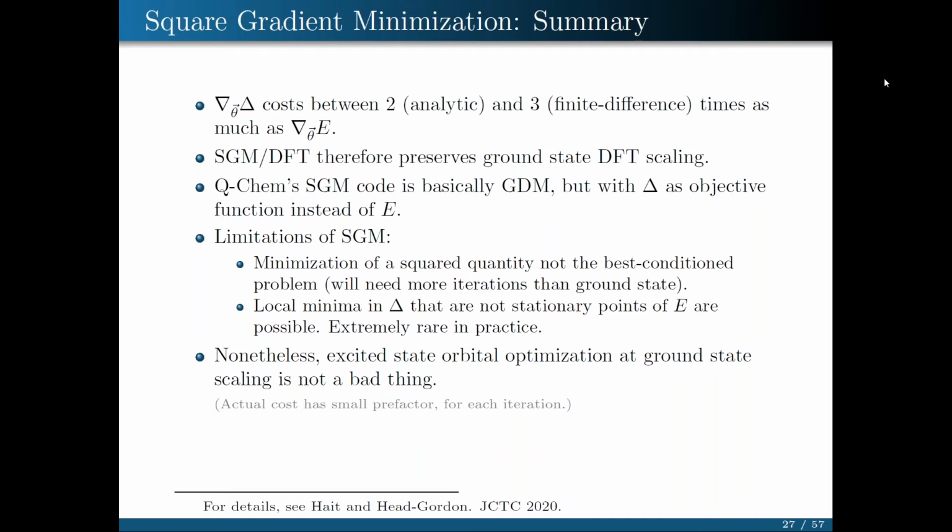The other problem is that you could in principle land on some kind of a local minimum of delta with a non-zero value that is not a stationary point of energy. However, this is extremely rare in practice. I think I've seen it like twice, and both of the times I'm still not sure if they were a real instance or a bug in the code for that particular version in time. But nonetheless, even if they were pretty prevalent, it does appear that excited state orbital optimization at ground state scaling is not a particularly bad thing.